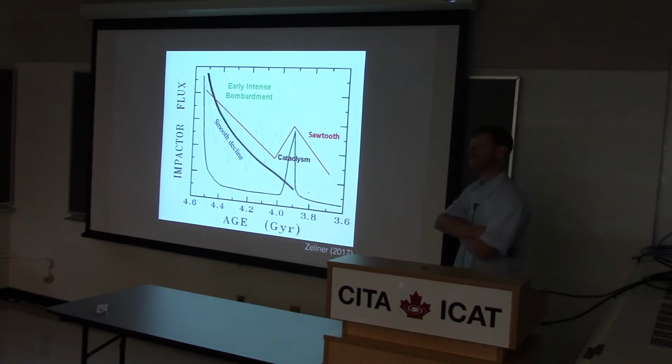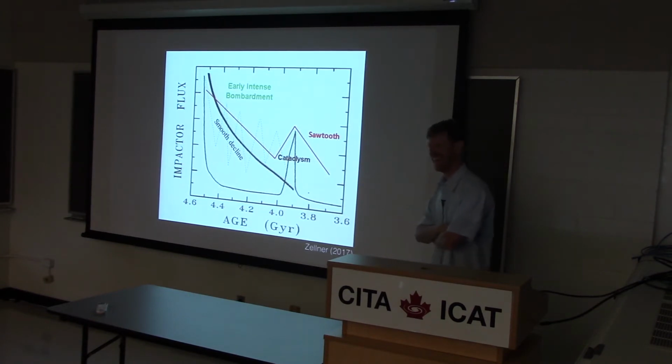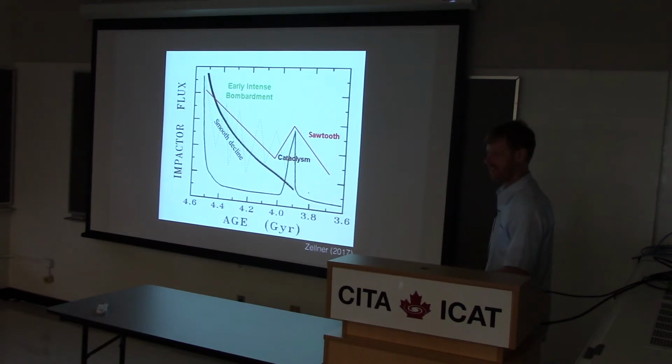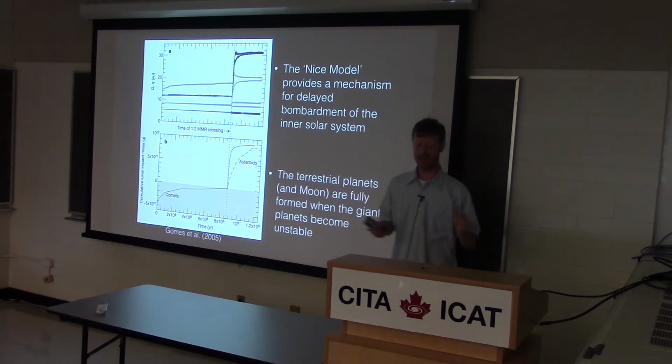Do you have a sense of how many data points we have? 10, 100, 1,000, 1 million? Less than 1 million. So the errors on those measurements are pretty large. Yeah. But I'll continue with the story about the Nice model initially.